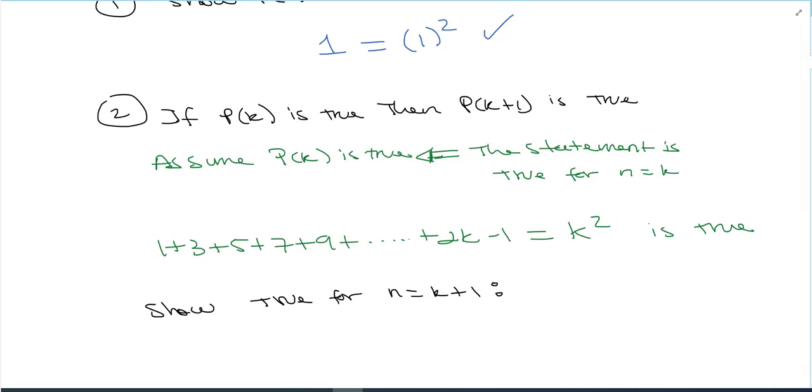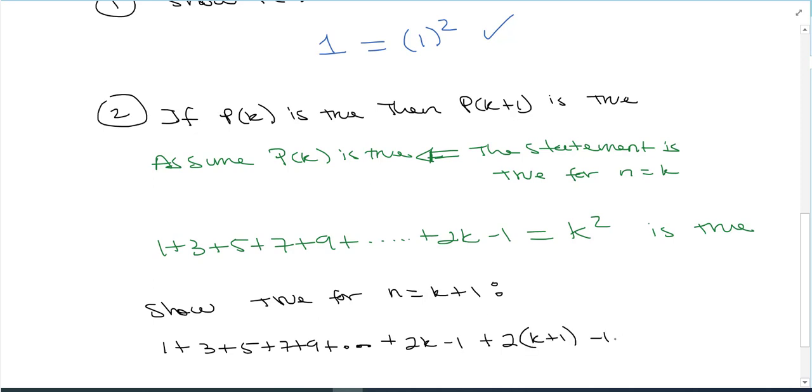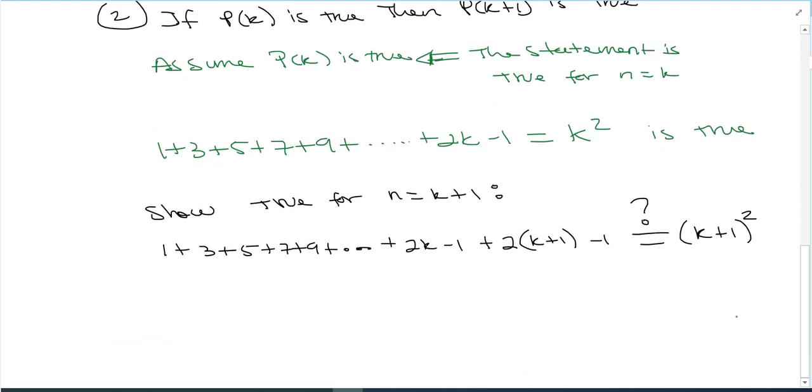So that means we want to show that if I have 1 plus 3 plus 5 plus 7 plus 9 plus dot dot dot plus, with proof by induction like this, I always want to show my k statement, so 2k minus 1, and then when n is k plus 1. So I'm going to replace every n with k plus 1. And so the question is, is that equal to k plus 1 squared? So that's what we want to show.